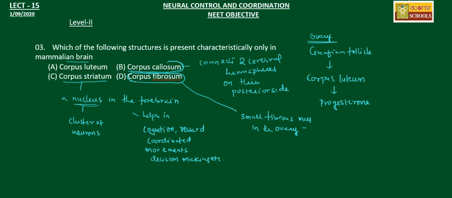so that is seen following atresia of ovarian follicles. So that's about corpus fibrosum, which is a part of the ovary. So this we'll see in case of ovary. And the answer among the four is corpus callosum. So this is the structure that is characteristically present only in the mammalian brain. So option B is right.